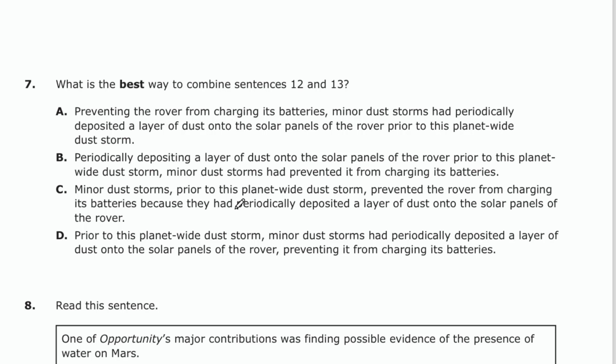D, prior to this planet-wide dust storm, minor dust storms had periodically deposited a layer of dust onto the solar panels of the rover, comma, preventing it from charging its batteries. Yes, this is kind of how I expected it to play out. A dependent participle clause at the end of the main sentence, which was sentence 12, that first sentence. 13 was just extra information about the dust storms. D is going to be the correct answer for 7. It's the most concise presentation.